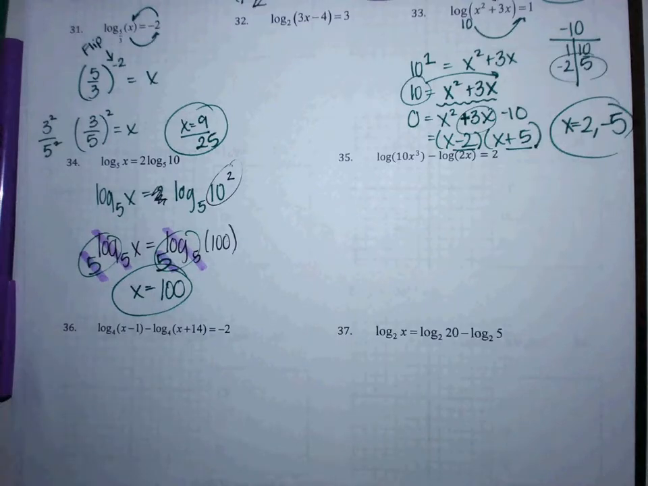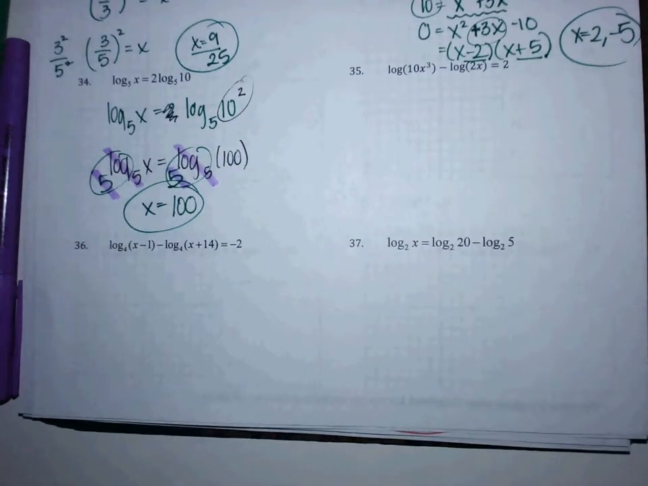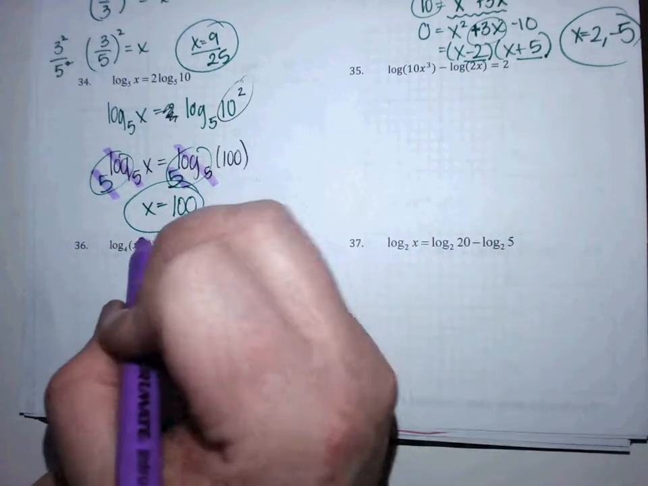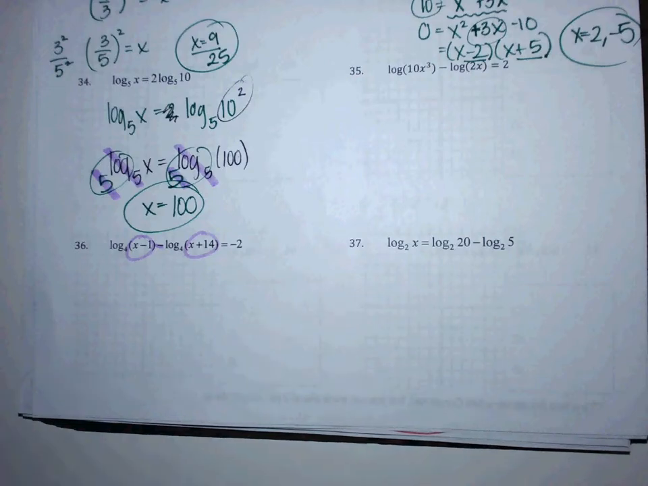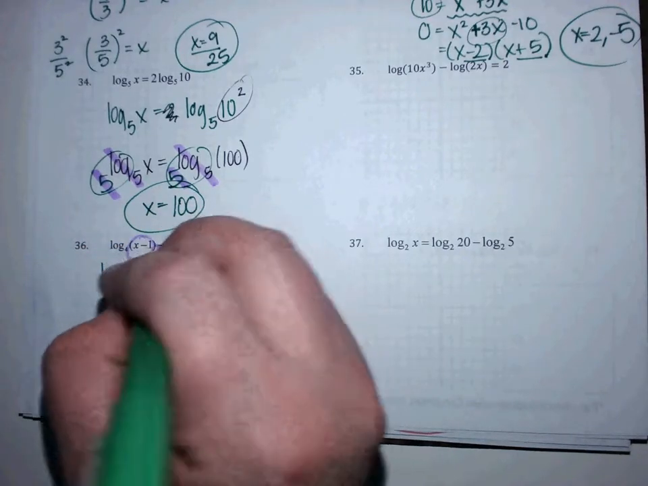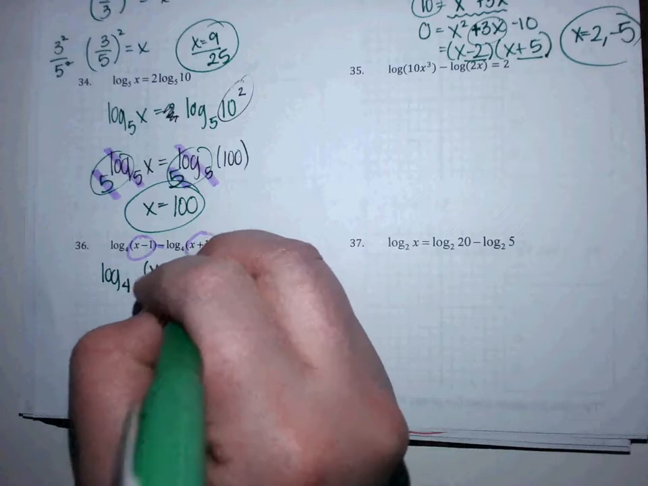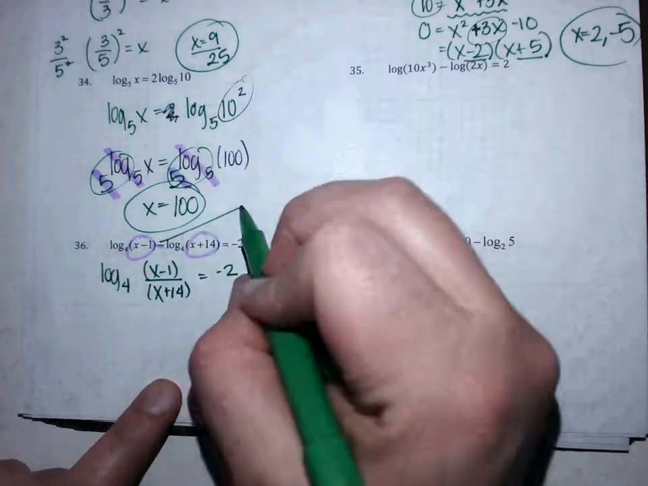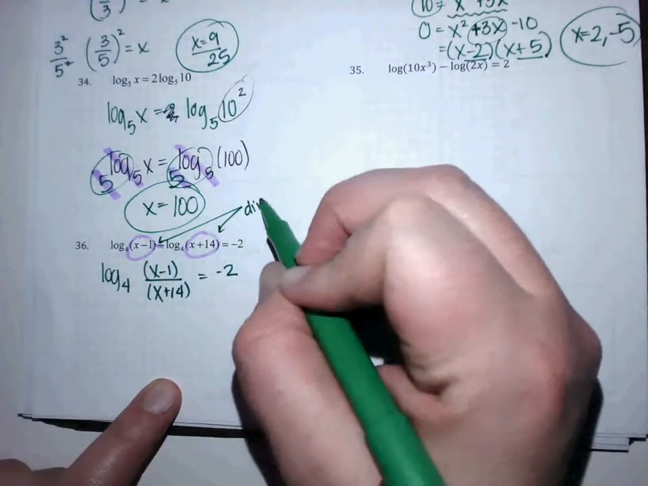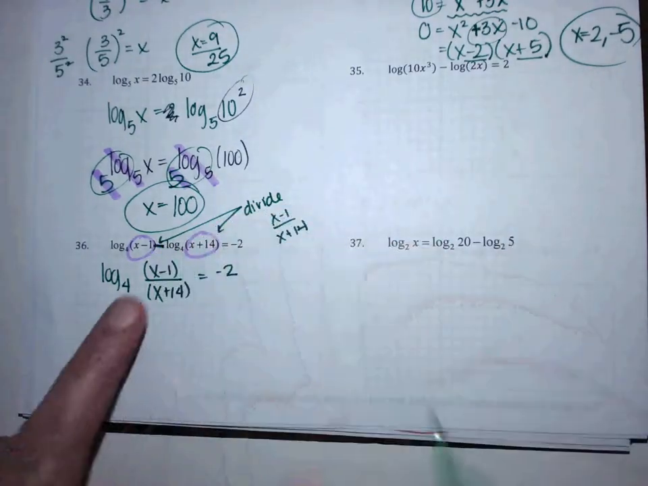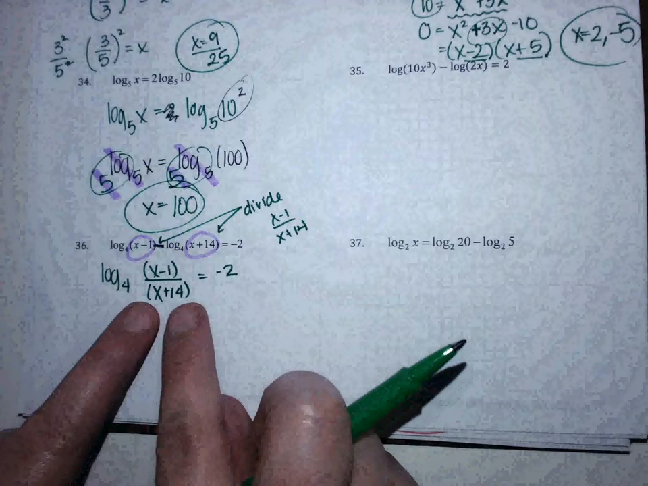Okay, take a look at number, let's do 36 next. 36, I notice both of my logs here are subtracted. Remember, subtraction means I'm dividing x minus 1 by x plus 14. So I have log little 4 of x minus 1 divided by x plus 14 equals negative 2. Now remember, why am I dividing these guys? I'm dividing those because it was a subtraction problem here in the middle. If that had been addition, I would have been multiplying them.